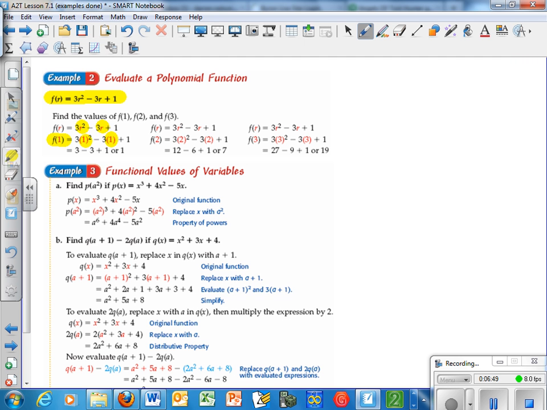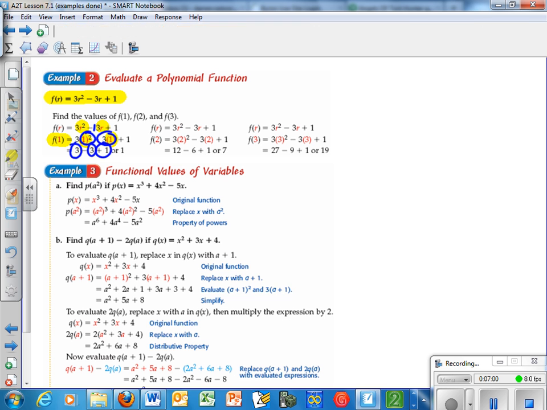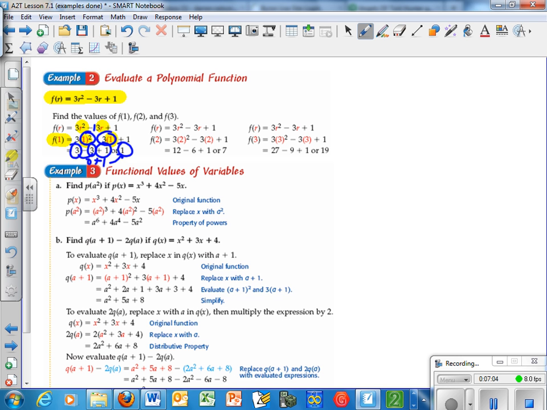So it's 3 times 1 squared. Well, 1 squared is 1. 3 times 1 makes that 3. Here I have 3 times 1, which is 3. And then I have the plus 1. 3 minus 3, that's 0. 0 plus 1, my answer is 1.